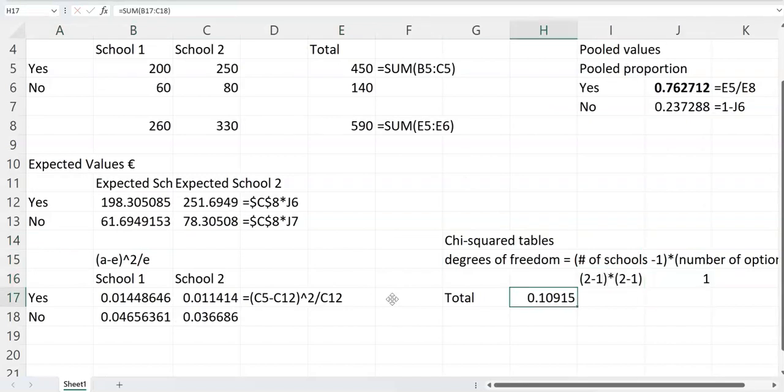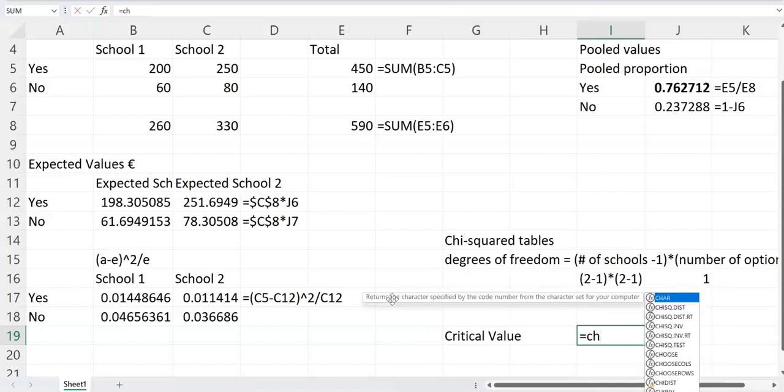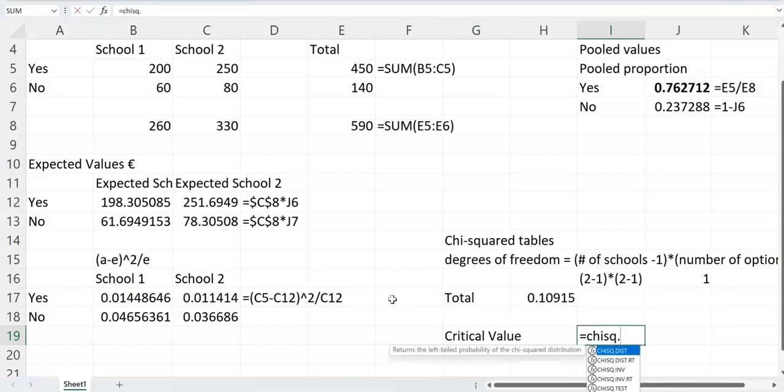So what we need to do now is find the chi-squared critical value. To find that, we're going to use a right tail value. The critical value will be CHISQ.INV.RT, and the probability is 0.05. In this case, we are not dividing it by 2. And the degrees of freedom will be 2 minus 1 times 2 minus 1, which we find to be 1. And here I'm using 0.05 because I'm just assuming it's at 95%.